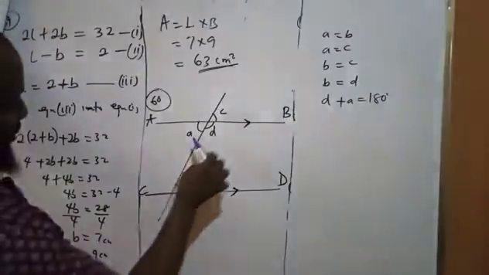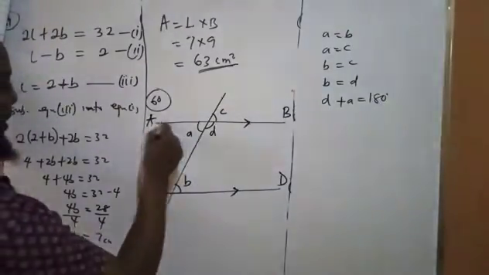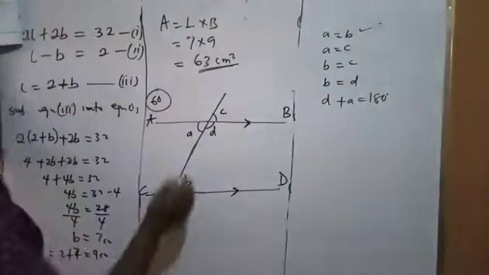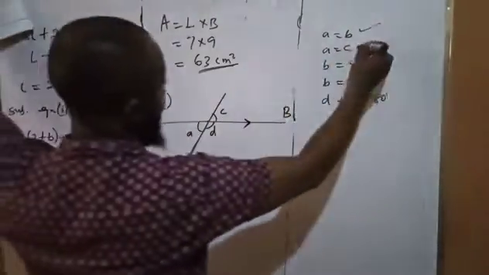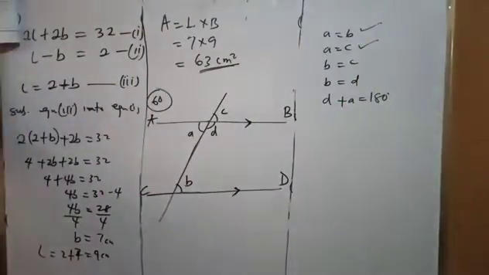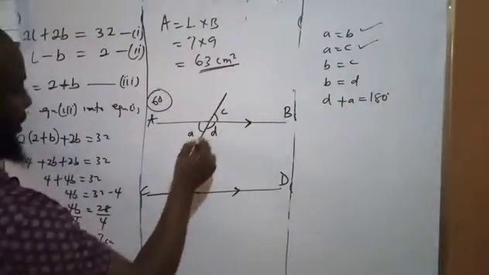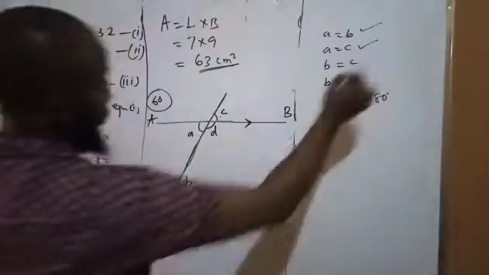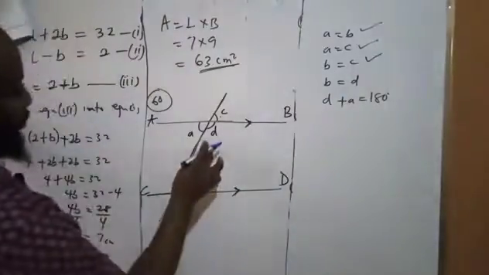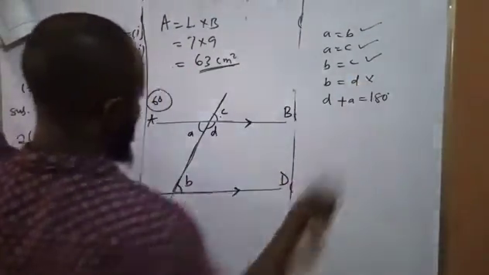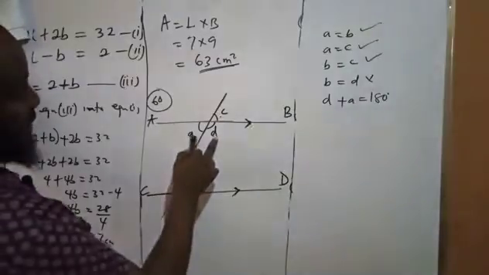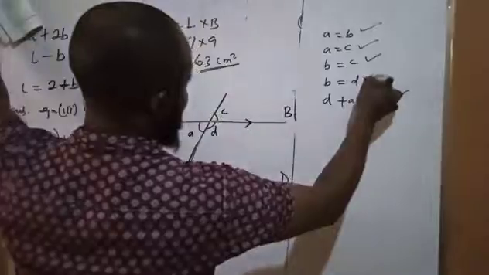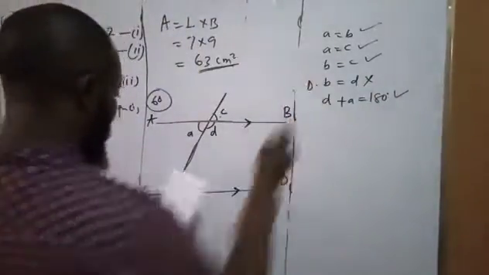So A equals B, that is alternate angles. So that one is correct. A is equal to C, that is vertically opposite. This is also correct. B is equal to C, that is corresponding angles. So this angle and this angle are corresponding. This is also correct. Then B is equal to D, that is not correct. Then D plus A, angles on a straight line, gives 180. This is also correct. So the answer is option D.